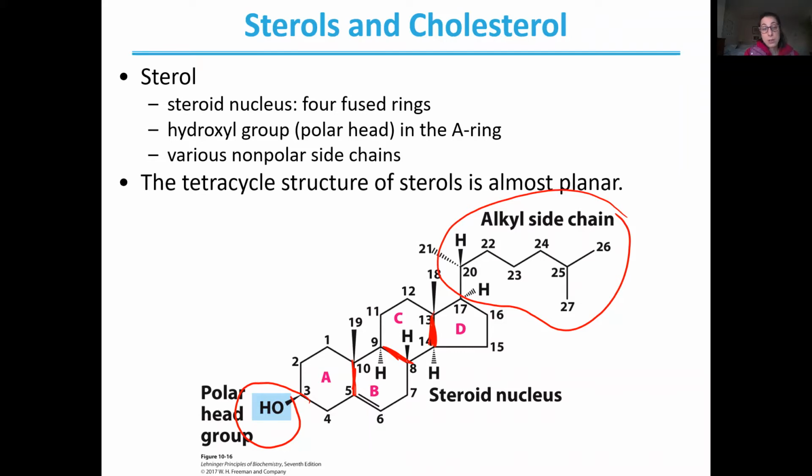Now, one special thing about sterols is that they are pretty much planar. They're bulky and they are flat. This is important because steroid groups, when they get incorporated into something like a cell membrane, will actually change the structure of a cell membrane because of their rigidity.